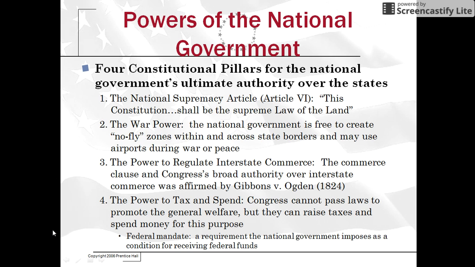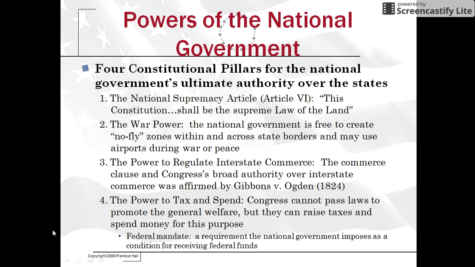The power to regulate interstate commerce. Congress has used this authority to do a lot of things that are not in the Constitution, that they do not have power to do based on the Constitution. And the Supreme Court historically has allowed them to do that, starting with Gibbons v. Ogden. That's a big, important case, and its importance comes from it establishing the broad authority of the interstate commerce clause. Interstate, between states, commerce, trade.